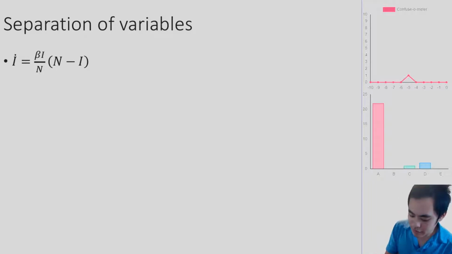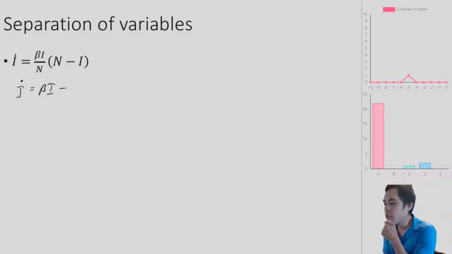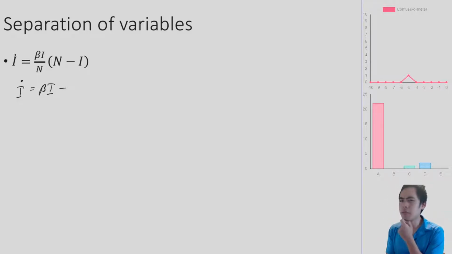So let's write this out. So this is I dot is equal to beta I minus, will the method be constant for every model? I don't quite know what you mean by that question. Could you rephrase it? Depending on parameters, that can change the methods that you have to use to solve a model. That can happen.